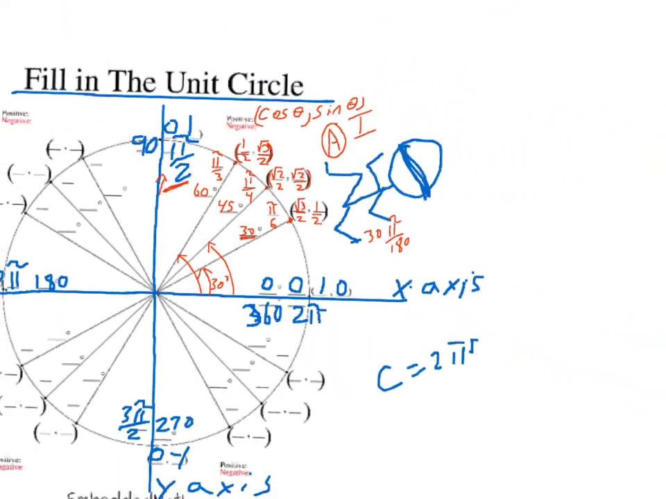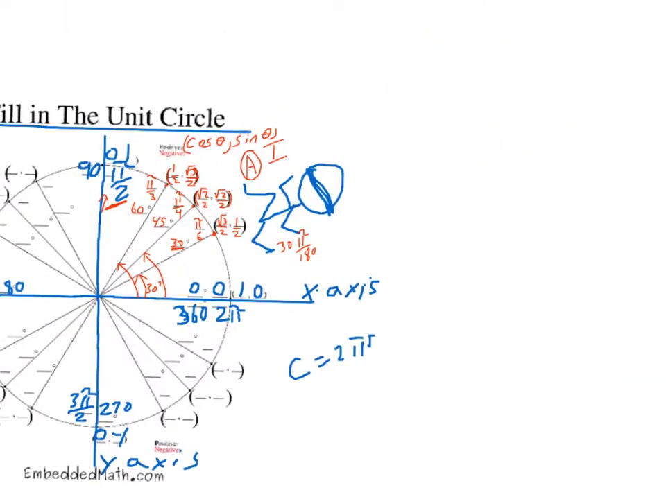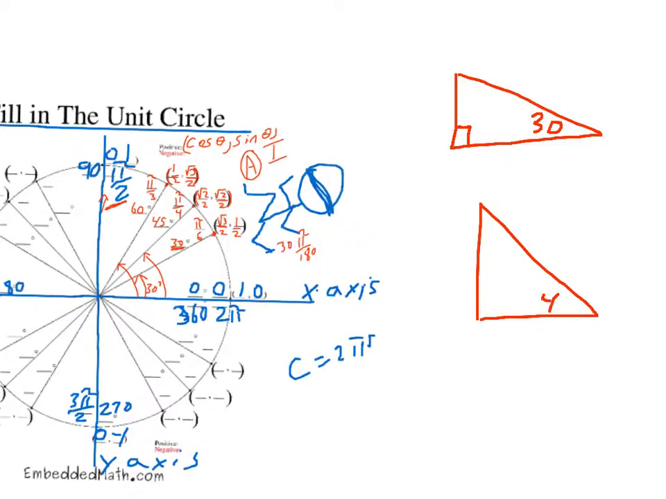Now, here's why those work. Those work because of these special right triangles we have. The 30, 60, 90 that we all learned in geometry class, and the 45, 45, 90 that we all learned in geometry class. Remember, we would call this A, and this would be 2A, and this would be A square roots of 3. This would be A, and A square roots of 2.